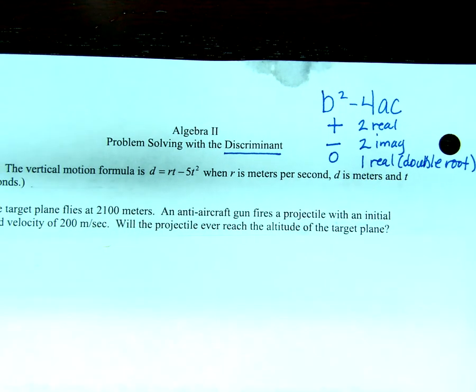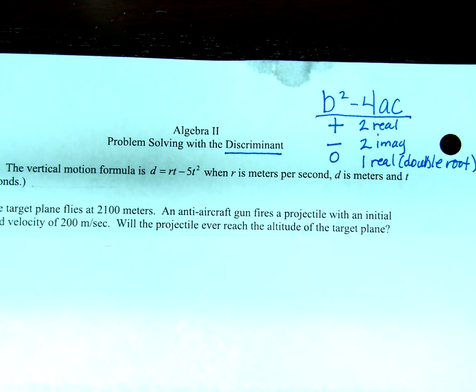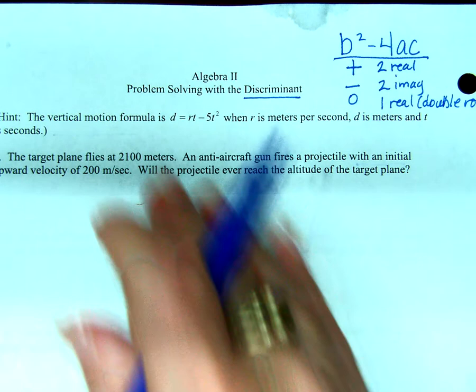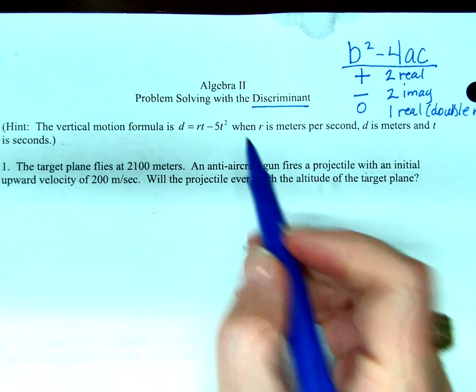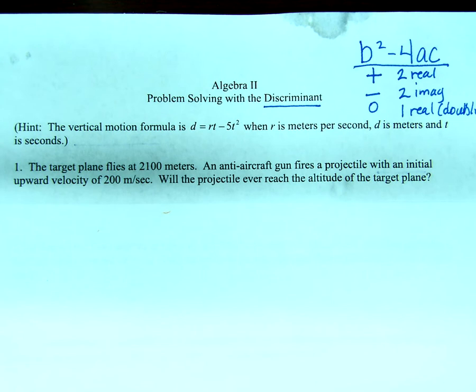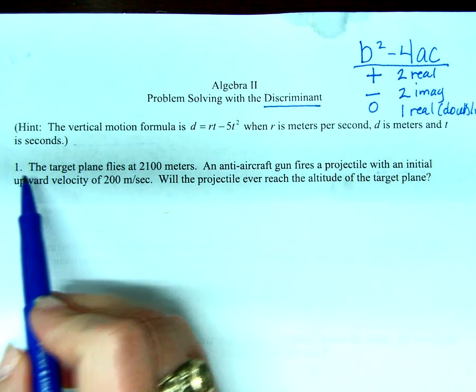Do you remember that? Okay. If you don't remember it, or if you didn't a minute ago, do you now at least? Yes? Okay. So I want you to keep that in mind. We're not trying to solve the ones on this page. We are just using the discriminant on the ones on this side. Okay? Same vertical motion formula. Okay? So let's talk about problem number 1.